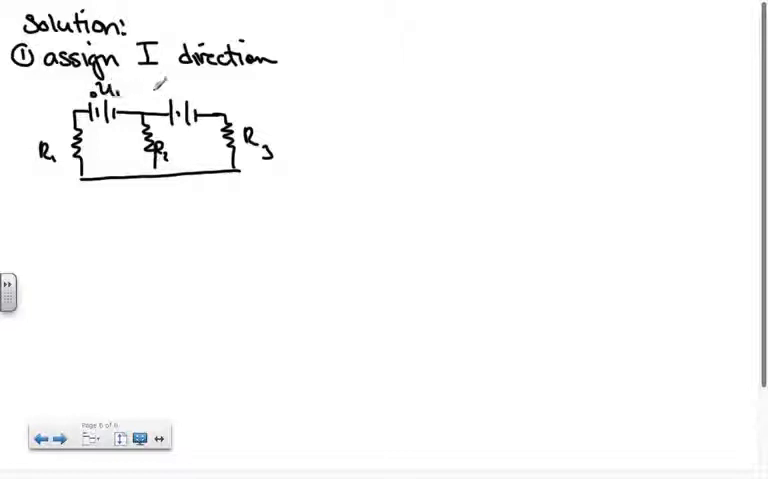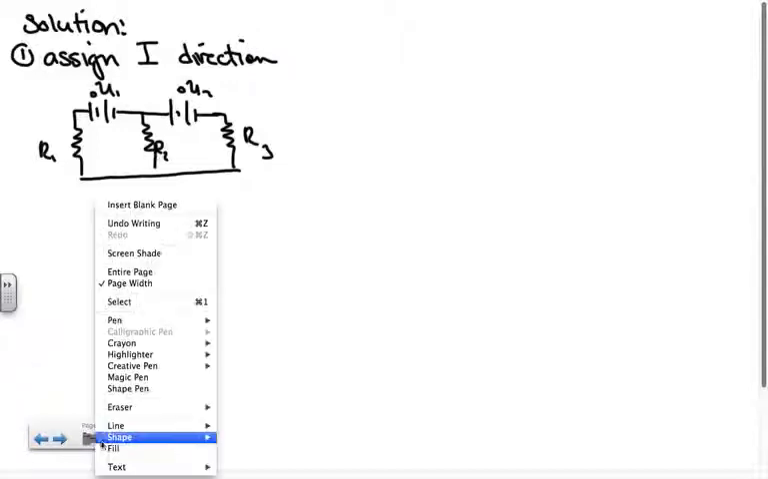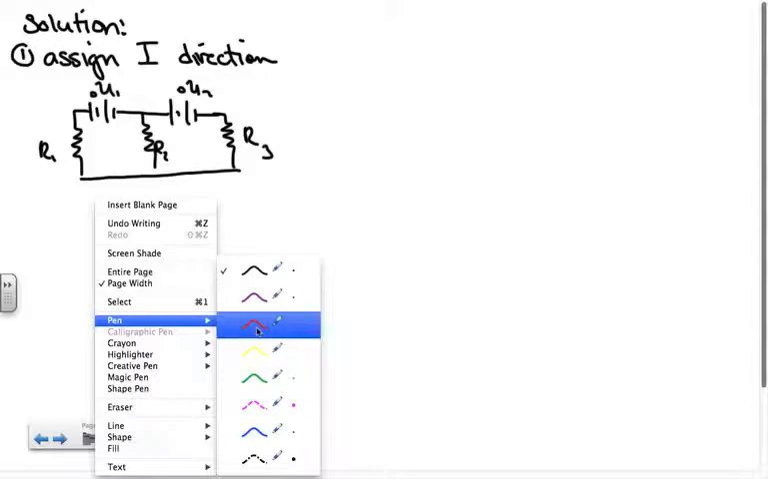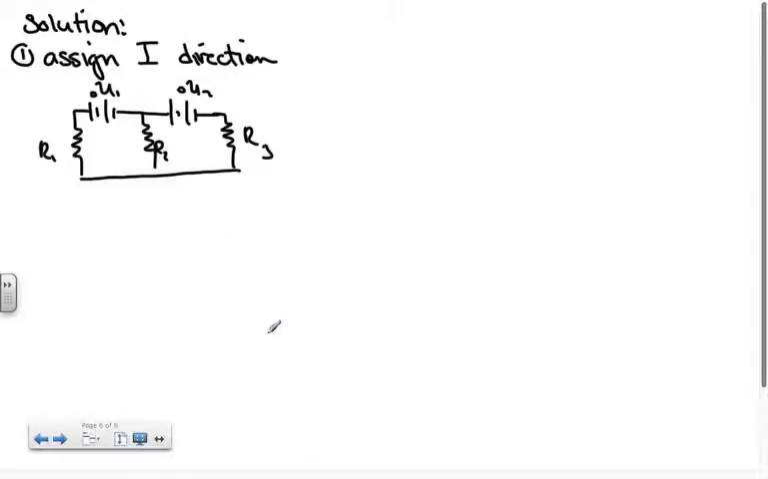Delta U1, delta U2. I always start with the source of higher potential difference. So in this case, I'm going to start with the 9-volt battery and not the 6-volt battery. And you may ask, how did I know to do that? You don't. You can dictate whatever way you want, as long as you're consistent. Okay?